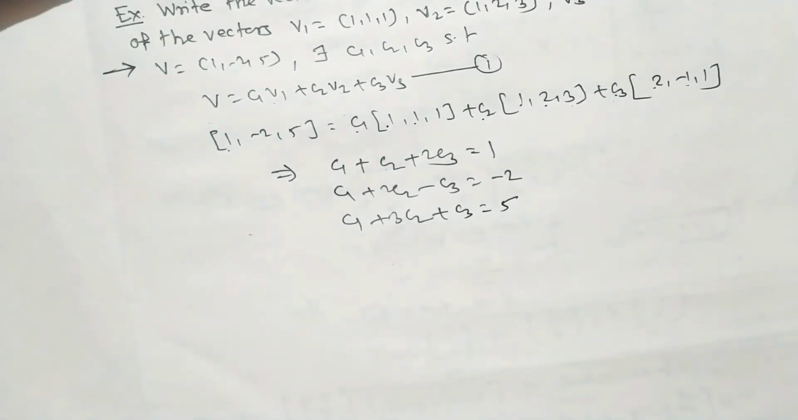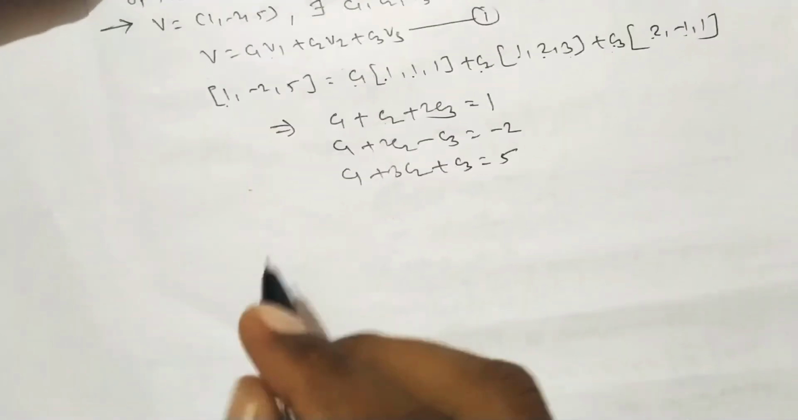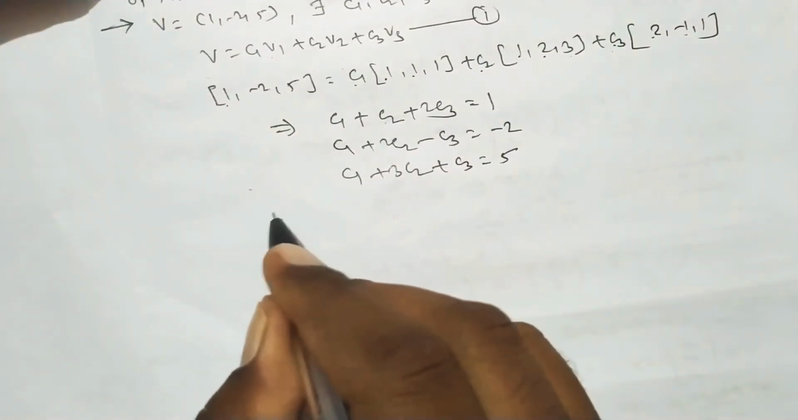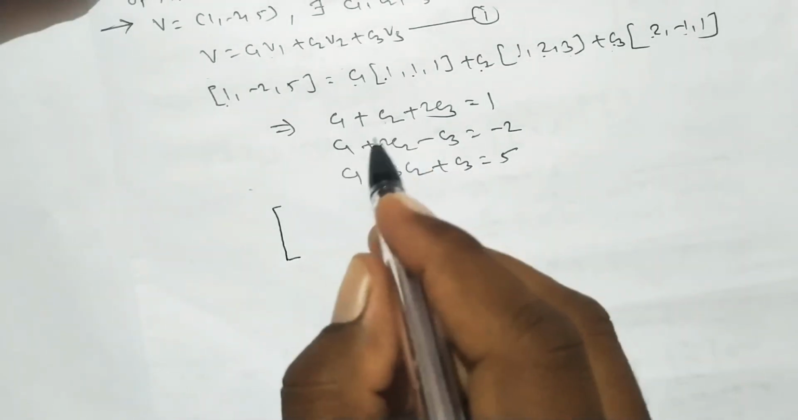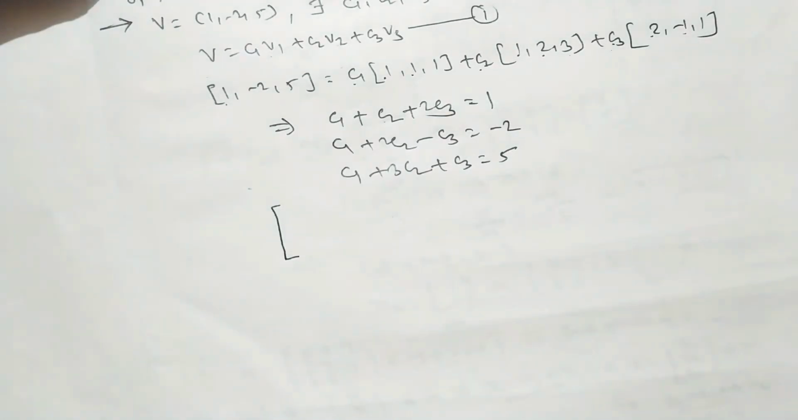Okay, so using these three equations we have to find C1, C2, C3. So how do we find C1, C2, C3? For C1, C2, C3 we have to use the matrix method, right? This is the system of linear equations in terms of C1, C2, C3.